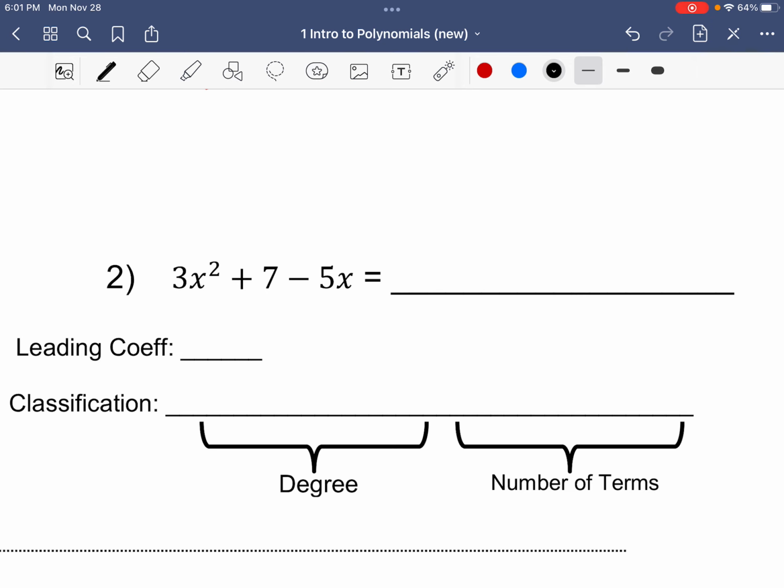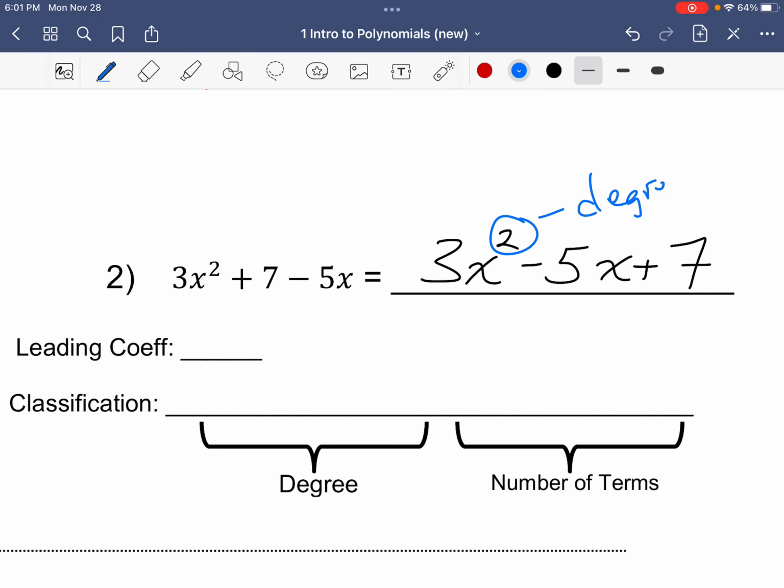How about number 2 here? Does it seem like it's out of order? You just want the exponents to go from highest to lowest. The highest exponent here is 2. Remember, 2 would be the degree of this problem. We have a special name when the exponent is 2. Remember that from last unit? That's right, it's called a quadratic. Quadratic actually means degree 2.